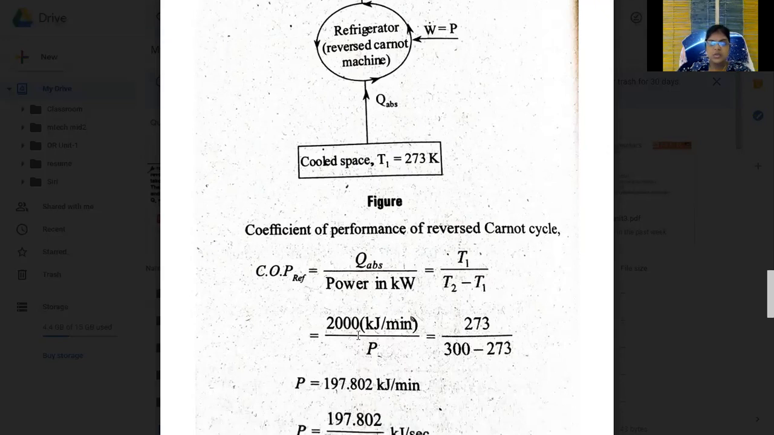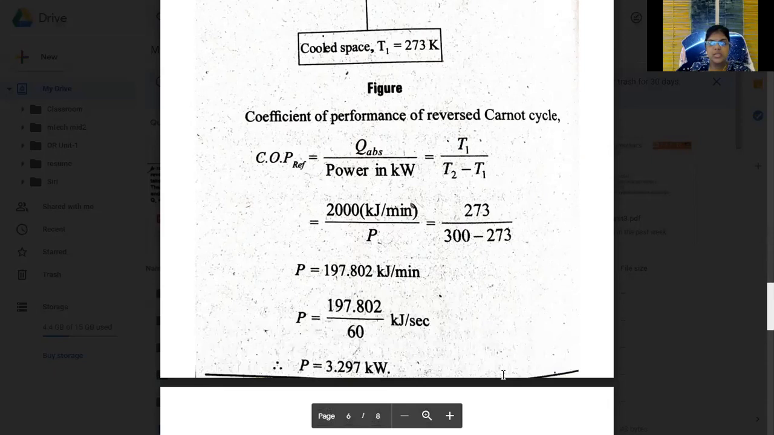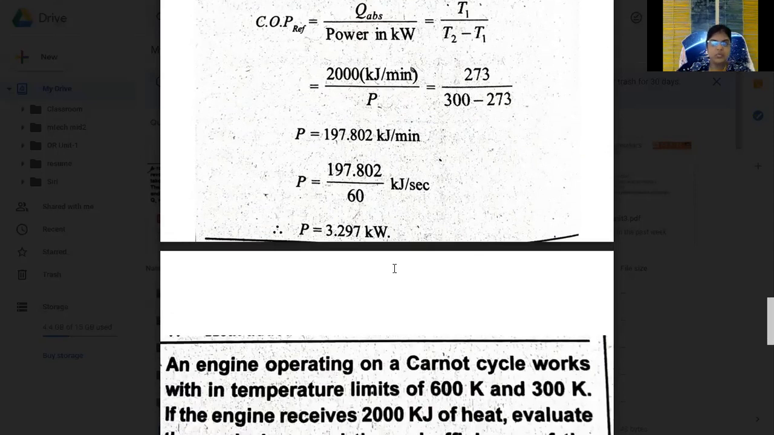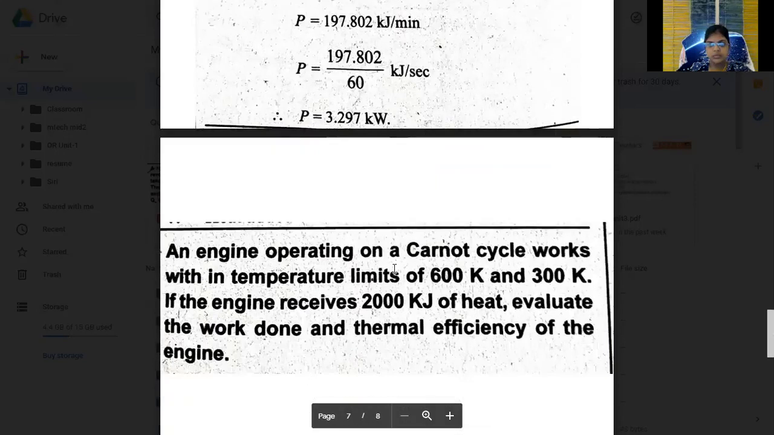Heat absorbed is 2000 kilojoule per minute, so power is equal to 273 by 300 minus 273. Just calculate it, and power is equal to 197.802 kilojoule per minute. One minute is 60 seconds, so in the form of kilojoule per second. Joule per second is nothing but watt, so finally we got the power in the form of kilowatt.